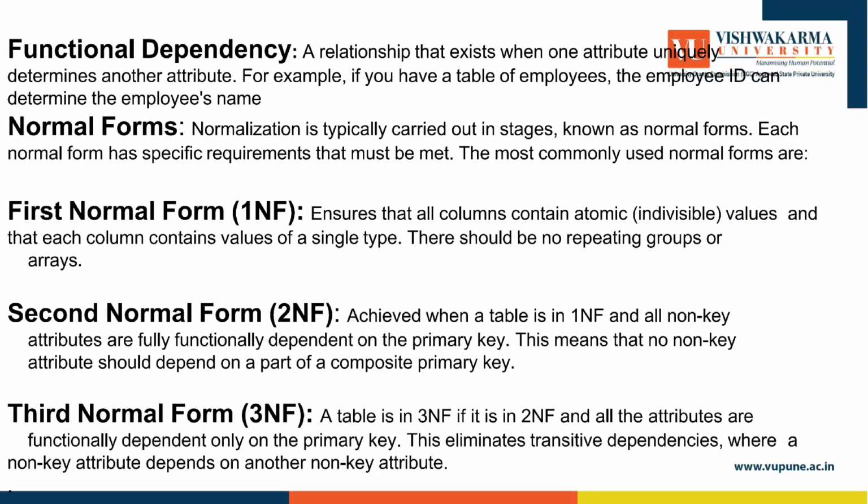Third normal form, 3NF. A table is in 3NF if it is in 2NF and all the attributes are functionally dependent only on the primary key. This eliminates transitive dependencies, where a non-key attribute depends on another non-key attribute. Rule: must be in 2NF and there should be no transitive dependency, that is, a non-key attribute depending on another non-key attribute. Goal is to ensure non-key attributes are dependent only on the primary key.